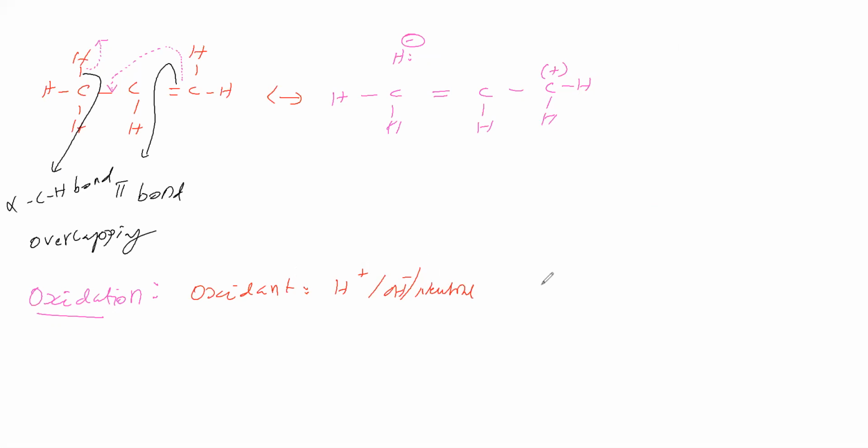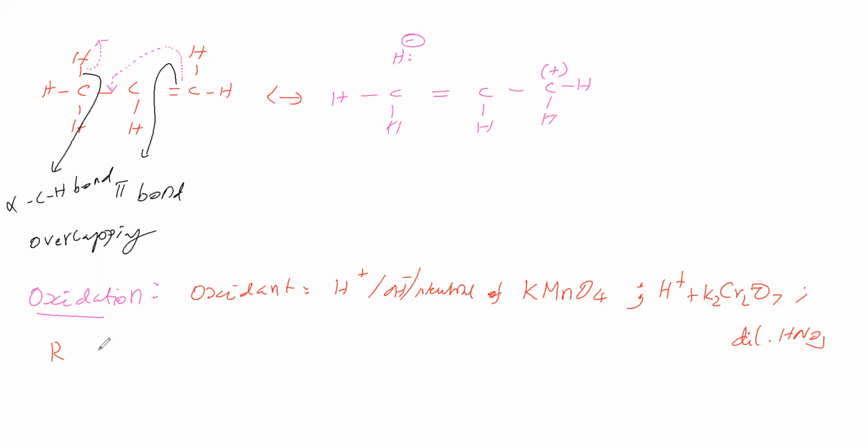Neutral medium. Okay, next we are seeing alcohol undergoing oxidation. In this case we have taken an oxidizing agent. What oxidizing agent are we taking? Potassium permanganate in an acidic, basic, or neutral medium is one oxidizing agent. Another oxidizing agent is acidified potassium dichromate. The next agent is dilute nitric acid. Okay, so let's see what happens here.